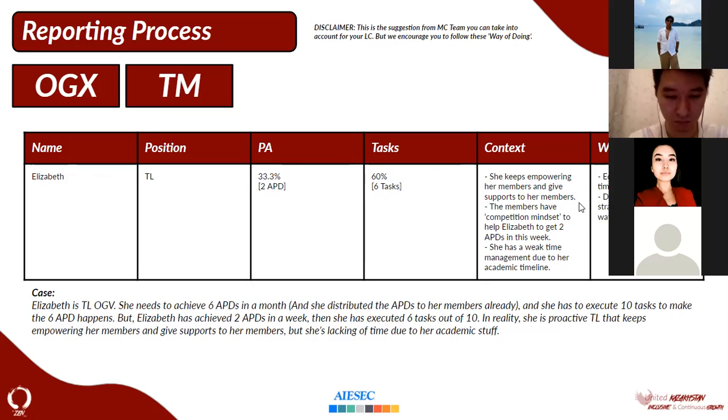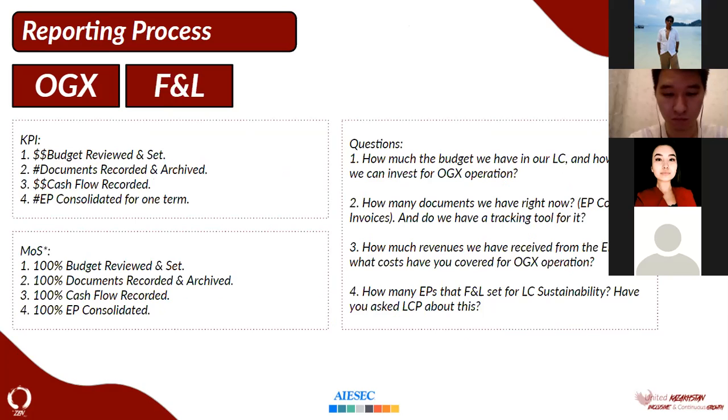And then second, the members have a competition mindset to help Elizabeth get approved this week. Then she has weak time management due to her academic timeline. So for the way forward, for example, educate Elizabeth on her time management, and then define a promotion strategy for an efficient way to get approved. This is only an example, but if you have any way forward or any solution, you can propose it.